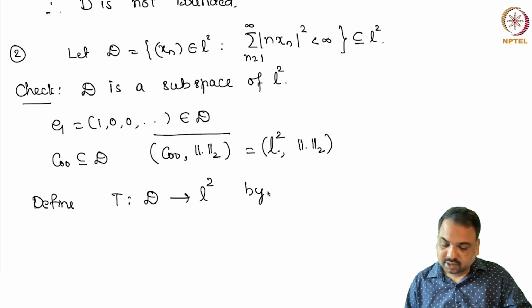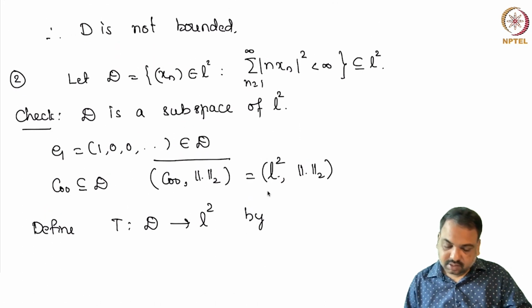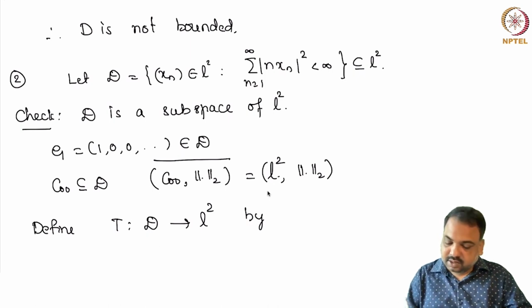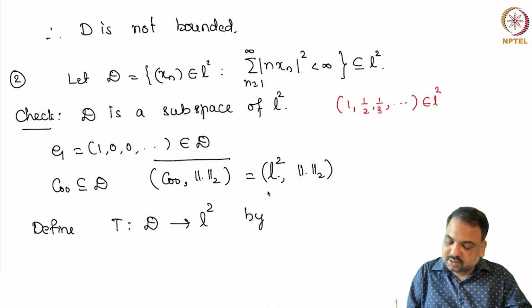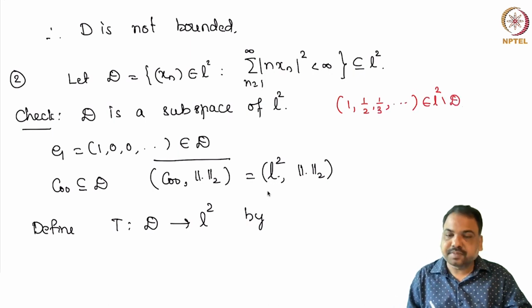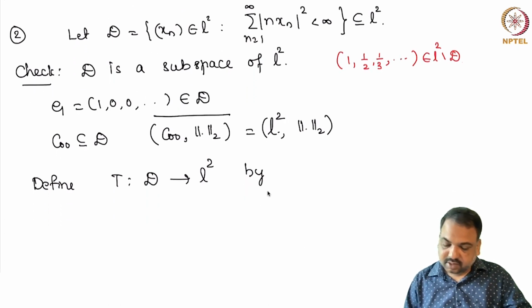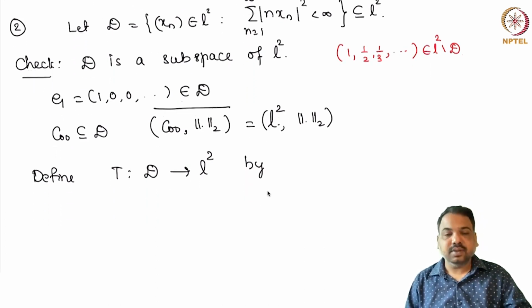But this is not the full space, because you can always find an element in L2 which is not in D. For example, you take 1, 1/2, 1/3, and so on. This is in L2, but it is not in D, because when you look at the summation n equal to 1 to infinity, n times x_n, that will be infinite. So if you take the sum, it is not finite. So this is a proper dense subspace of L2.